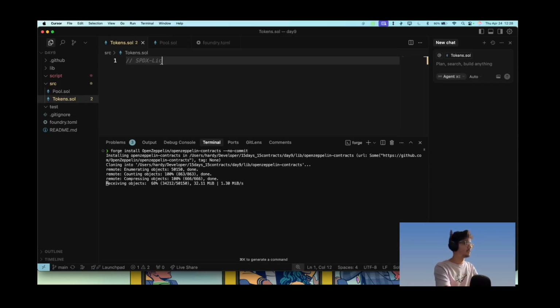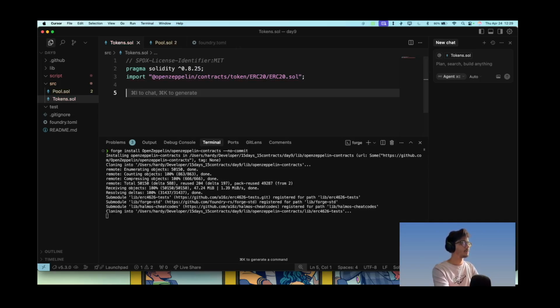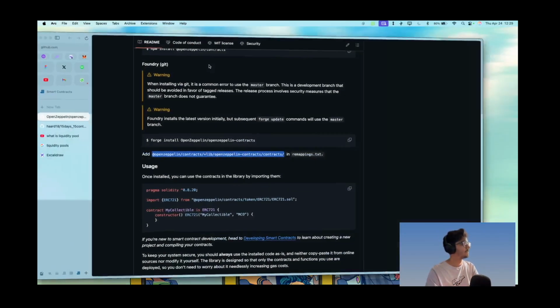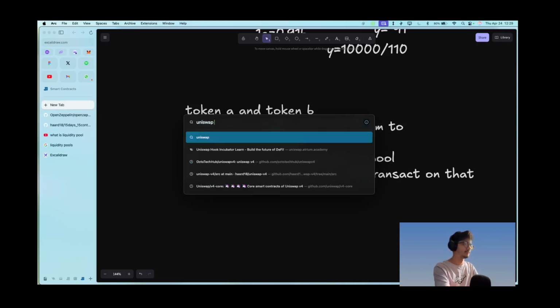So now SPDX license identifier and pragma solidity, let's keep it a higher version today. Import ERC20.sol, and we will have two addresses today. On two addresses we will mint those two tokens. Now let's think about this. So we need two entities who have those two pools.